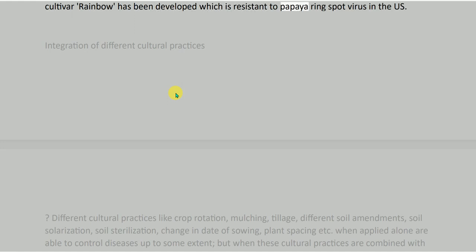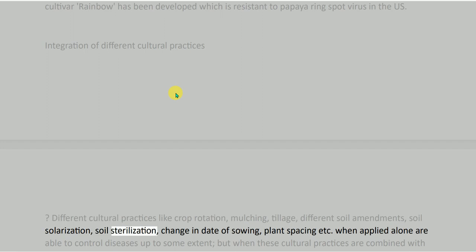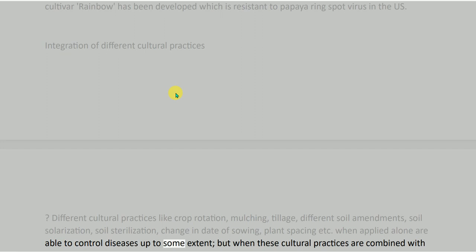4. Integration of different cultural practices. Different cultural practices like crop rotation, mulching, tillage, different soil amendments, soil solarization, soil sterilization, change in date of sowing, plant spacing etc. when applied alone are able to control diseases up to some extent, but when these cultural practices are combined with each other, they not only control the diseases but also increase the yield of crops.